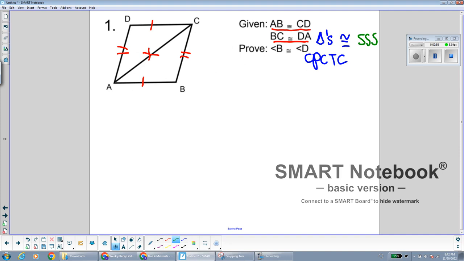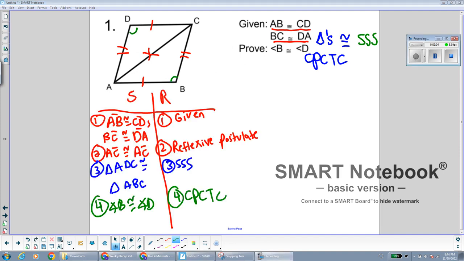So take a second, pause the video, and try to write up the proof yourself. Remember, everything that is marked in the diagram that we need to prove SSS needs to end up in the proof. This was a short proof.